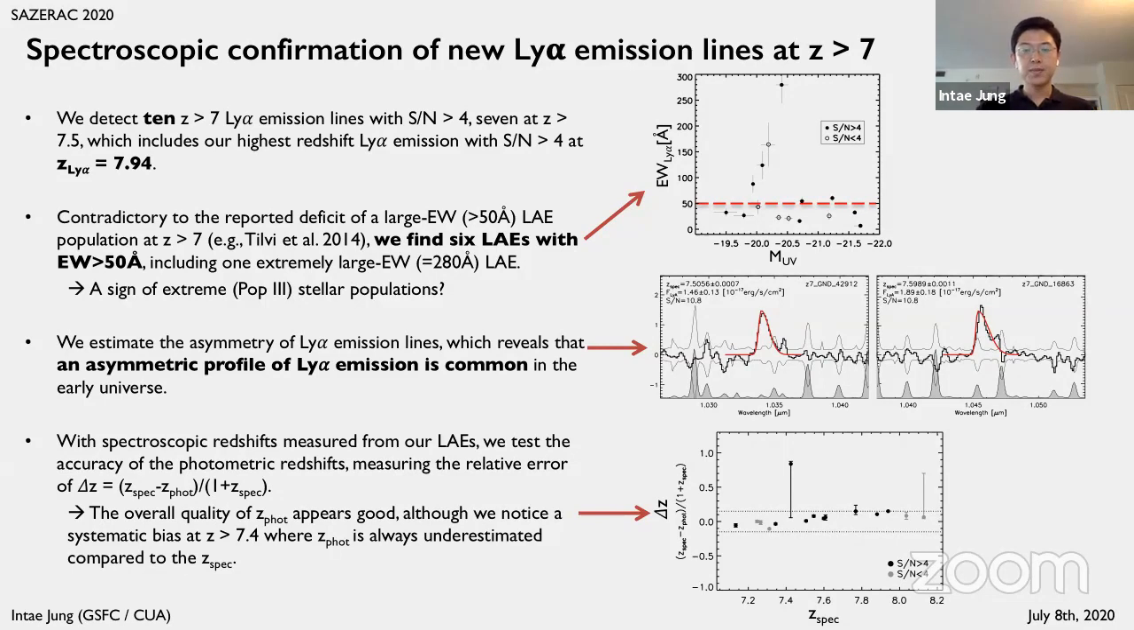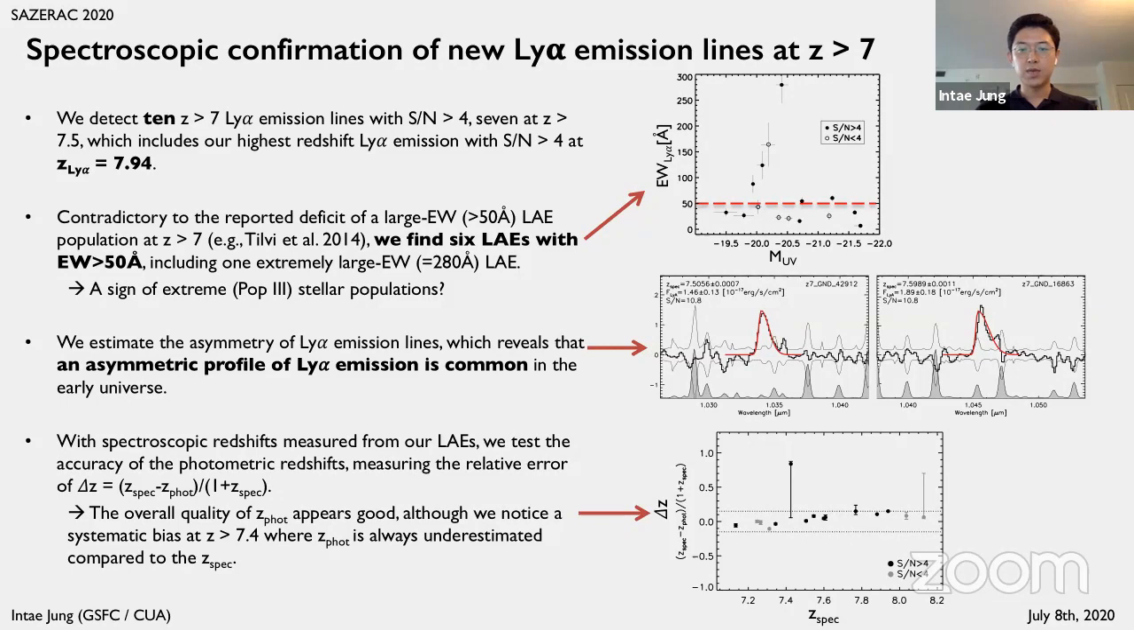And we find 6 Lyman alpha emitters with equivalent width larger than 50 angstrom, including one extremely large equivalent width Lyman alpha emitter of 280 angstrom. So this proves that these large equivalent width Lyman alpha emitters are not very rare in the early universe. And also we couldn't find any AGN signatures from our observation, so this may require a very young and metal-poor population of stars to explain its extremely large equivalent width.